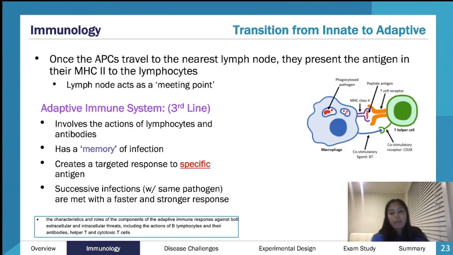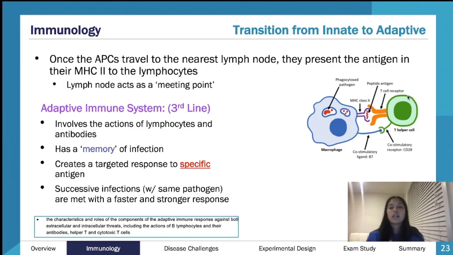And the macrophage or the dendritic cell is saying, the innate cells, we've tried our best, but we need something more targeted here. That's the sort of idea that we're going with. So you can see that here. You don't need to worry about the co-stimulatory ligand. This is what you're really thinking about. So we've phagocytosed this. We've taken some of this antigen, put it on our MHC class 2, and now we're presenting it to the T helper cell.